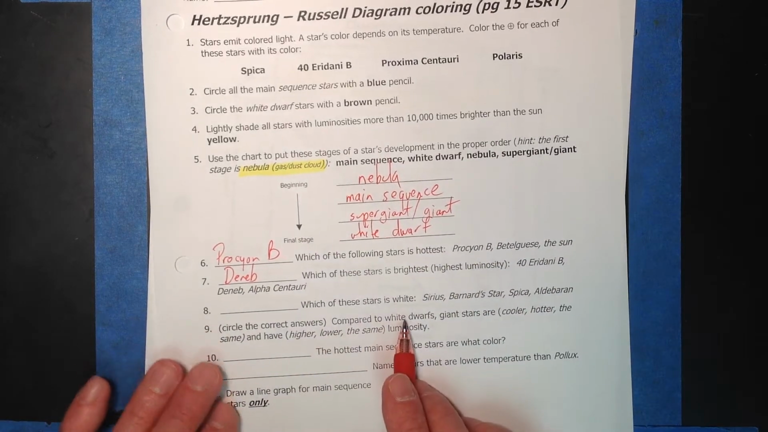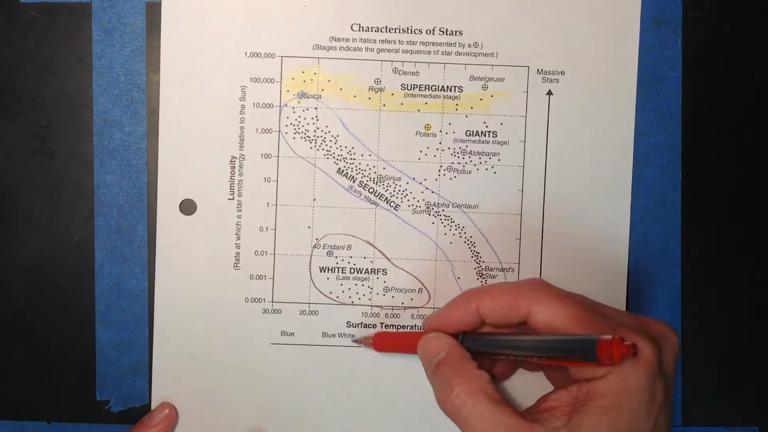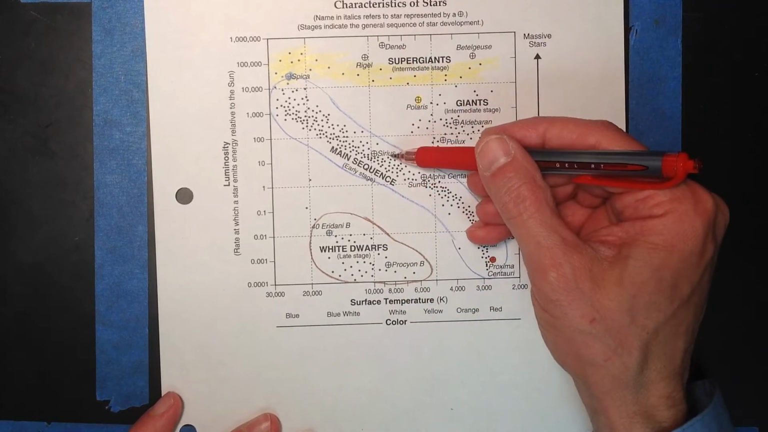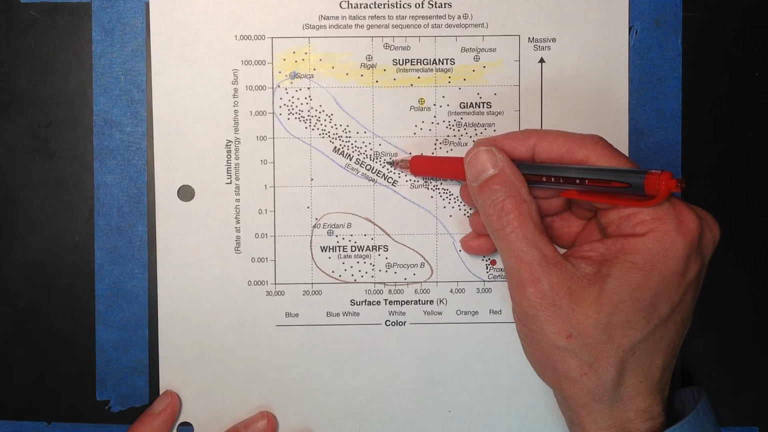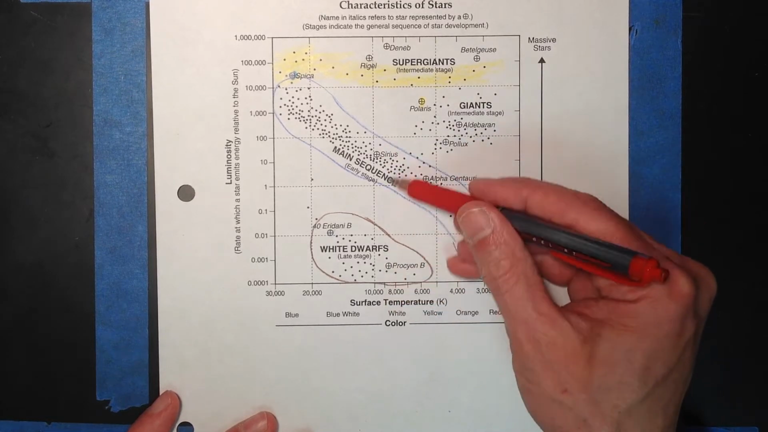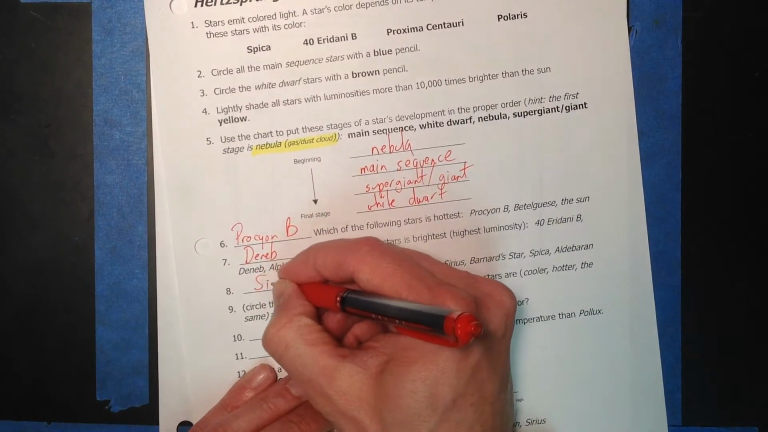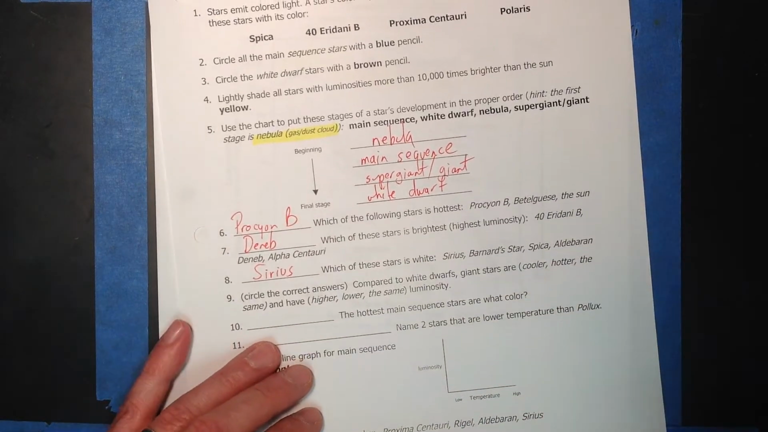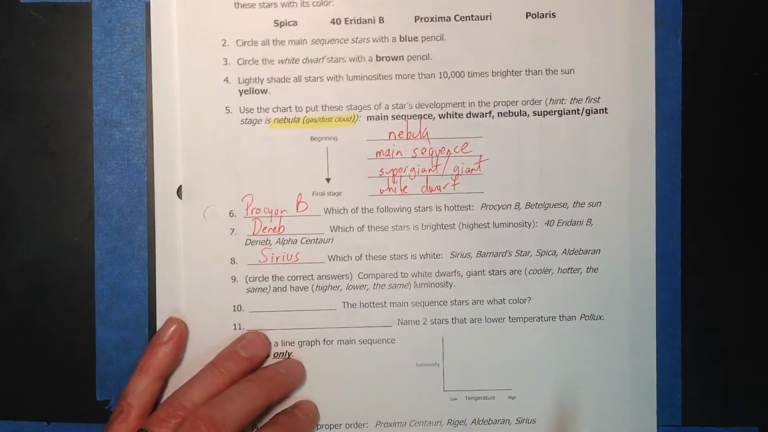Which of these stars is white? Looking at the color, here we go. We're looking at white right here. We're going up the chart, and it's going to be Sirius. Okay, because it's kind of in this range, close to white, blue-white, but that's the best answer. Sirius. People recognize that name from Satellite Radio Company, which was named after this star.